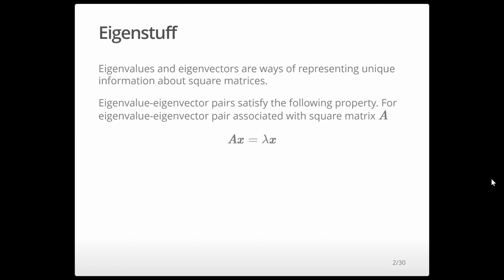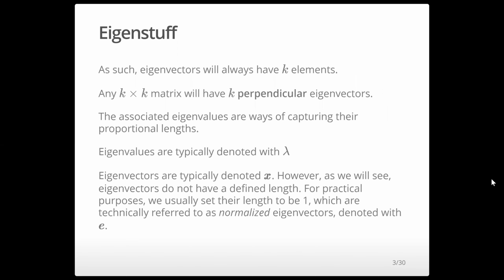But essentially what this is saying is that a matrix multiplied by one of its eigenvectors equals the eigenvalue times that eigenvector. So eigenvectors will always have k elements for a k by k matrix, and that matrix will have k perpendicular eigenvectors. And by perpendicular, we mean orthogonal. And we'll see what that looks like as well.